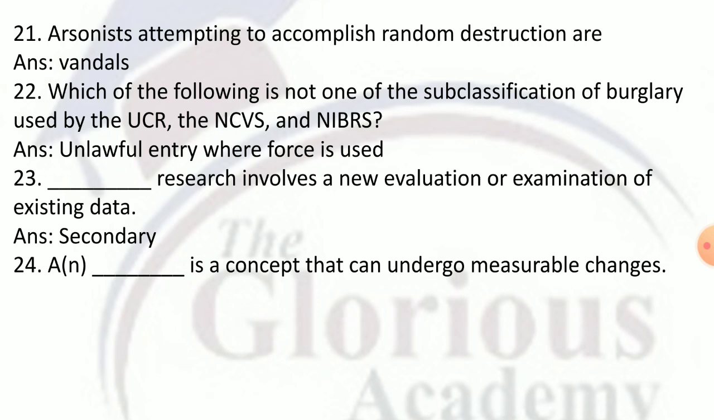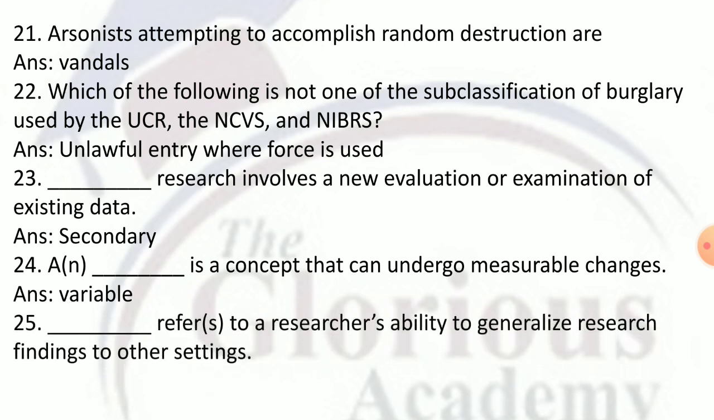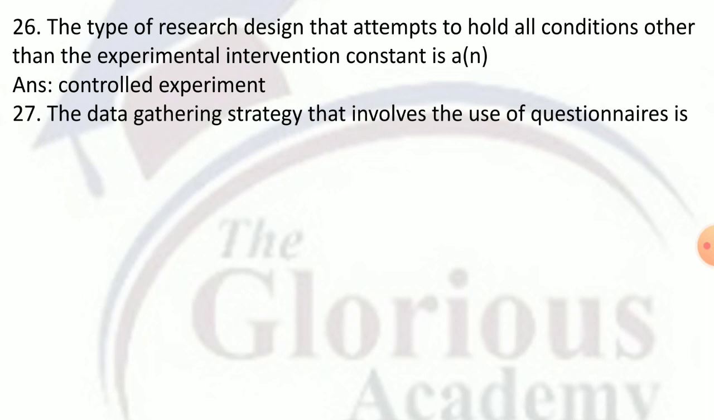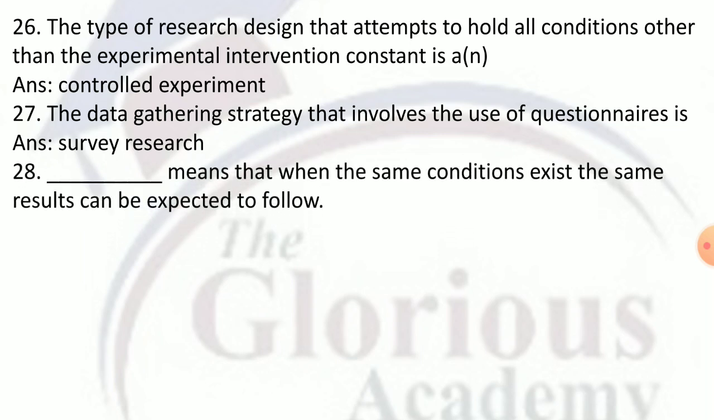A dash is a concept that can undergo measurable changes. A variable. Dash refers to the researcher's ability to generalize research findings to other settings. External validity. The type of research design that attempts to hold all conditions other than the experimental intervention constant is a controlled experiment. The data gathering strategy that involves the use of questionnaires is survey research. Dash means that when the same conditions exist, the same results can be expected to follow. Replicability.